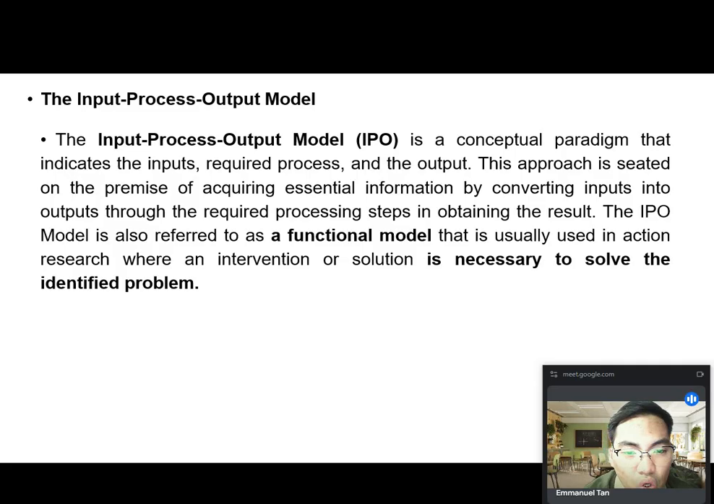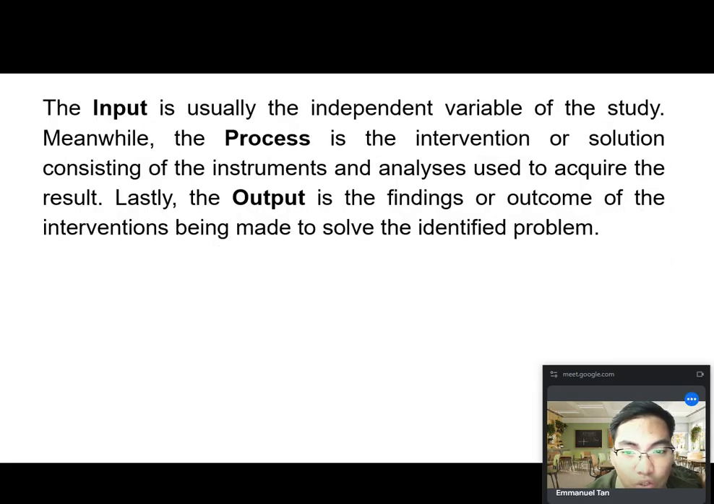Okay? So, it is a functional model which is necessary to solve the identified problem. So again, the input is usually the independent variable of the study. Take note on that. These are the variables that are presented in your research problem. So the process is the intervention or solution consisting of the instruments and analysis used to acquire the result. Now, the output is actually the findings or outcome of the interventions being made to solve the identified problem.